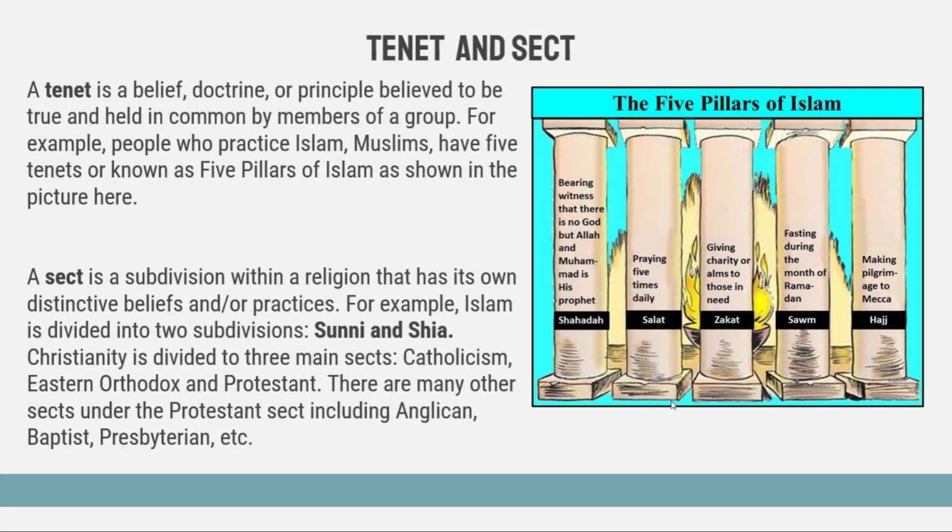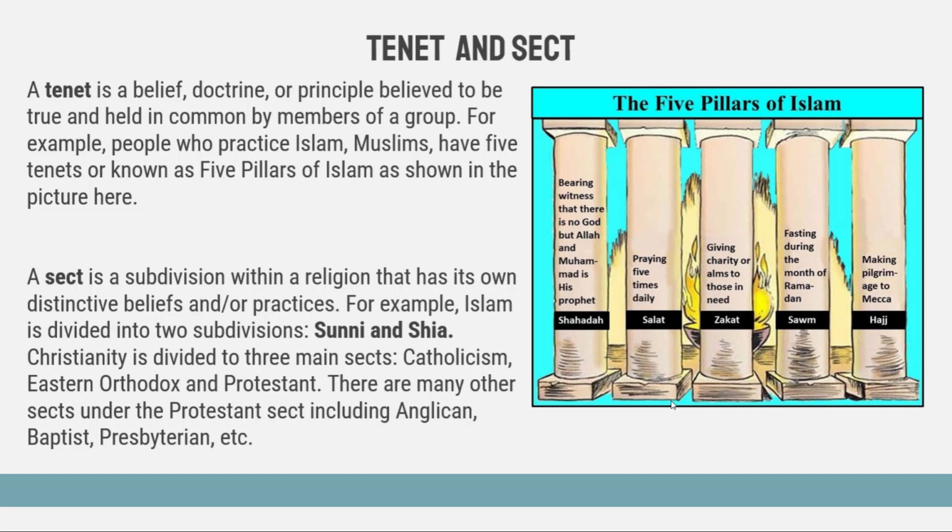All right, a tenet and a sect. A tenet is a belief, a doctrine or principle believed to be held true and common by the members of that particular group. So in this case, Muslims who practice the religion Islam have 5 tenets, but they're known as the 5 pillars of Islam. And you see the picture here. Those 5 pillars are the doctrines and the principles that they have to keep up to be in belief or in practice with the Islamic faith, right?